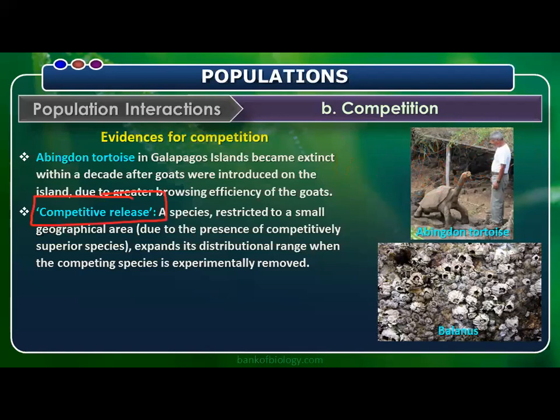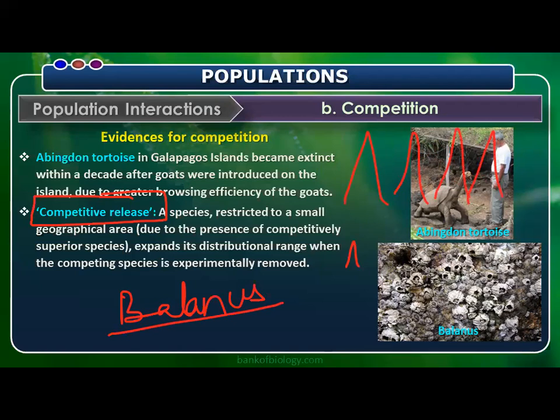Release. What does it mean? A species restricted to a small geographical area due to the presence of a competitively superior species expands its distributional range when the competing species is experimentally removed. Let's talk about this with the best example we have. Balanus is a rock barnacle. We use it to say Balanus is the bigger one. Next, Chthamalus is said to be the smaller barnacle.